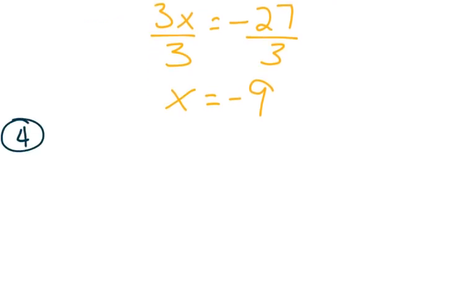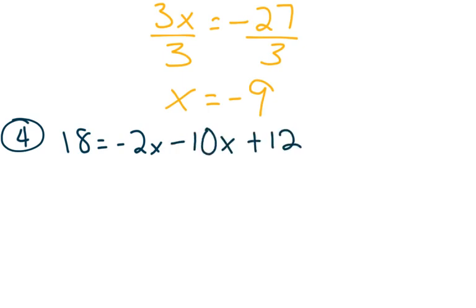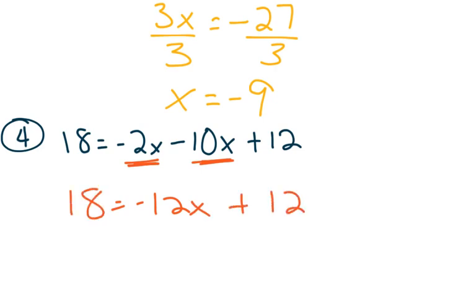Number 4. How about 18 equals negative 2x minus 10x plus 12. Okay, again, we have multiple x values, negative 2, negative 10. If I owe $2 and then I borrow 10 more, that means I owe $12 total, negative 12x. Still have the plus 12 on the end, 18 on the left-hand side. None of that changes.